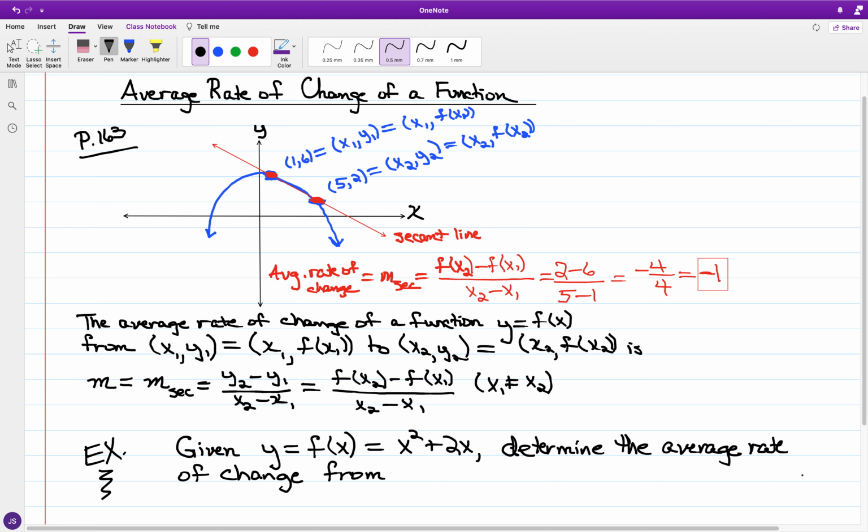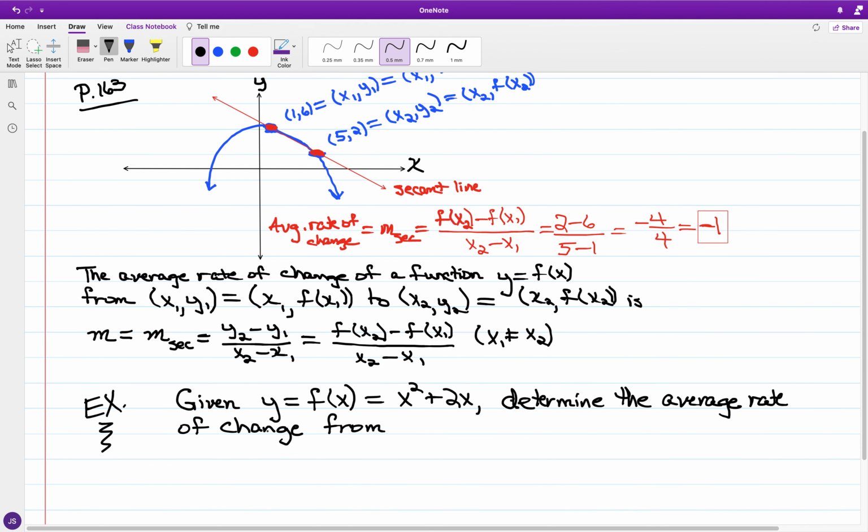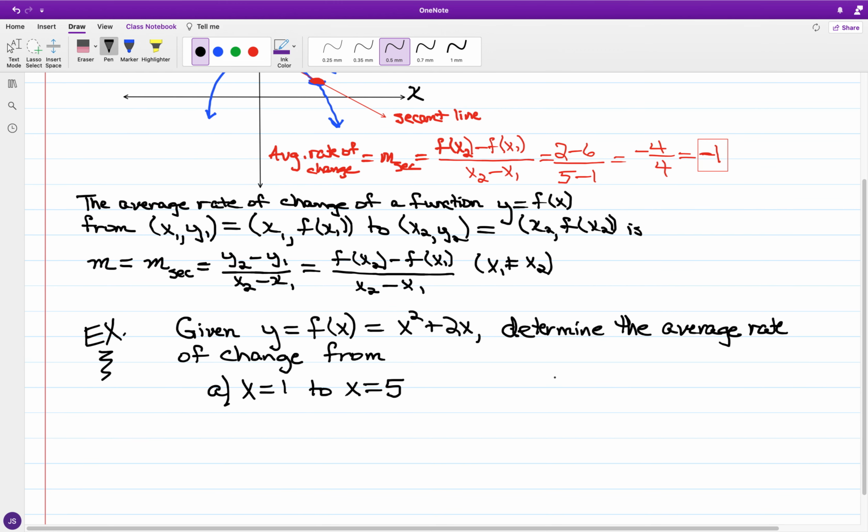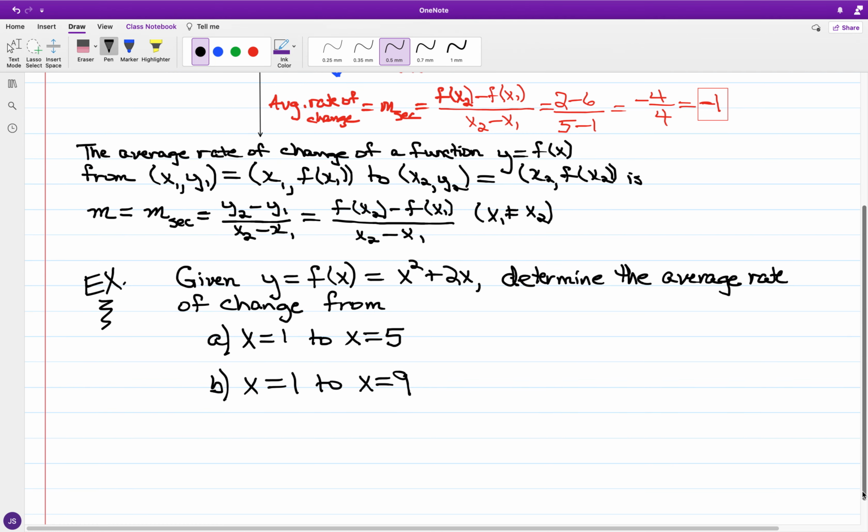And say we're going from x equals 1 to x equals 5. So that's one average rate of change, or one slope calculation. And also you have, say, going from the same initial point, x equals 1, to x is equal to 9. Okay? And just sort of getting things set up.